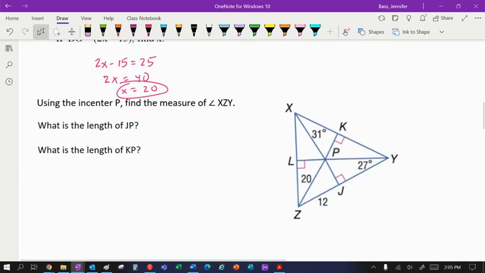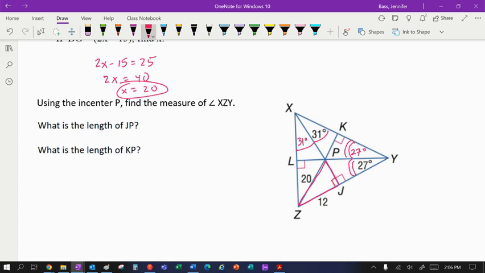This next one is about the incenter. That is made by angle bisectors, which means that if this is 31 degrees, then this is also 31 degrees. If this is 27 degrees, then this is also 27 degrees. So what is the length of JP? This is 20, this is 12, and this is a right triangle.